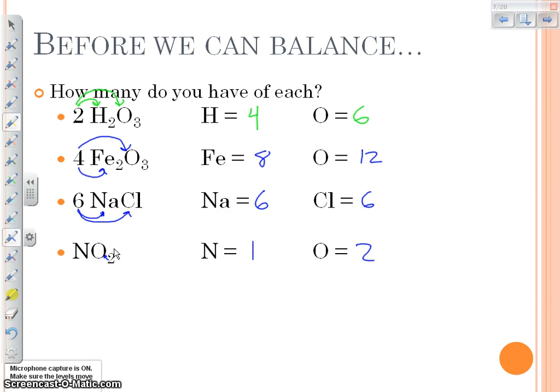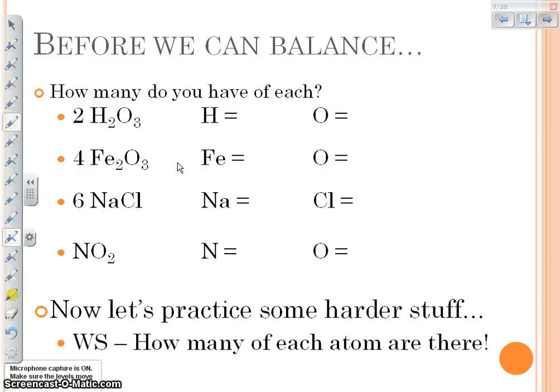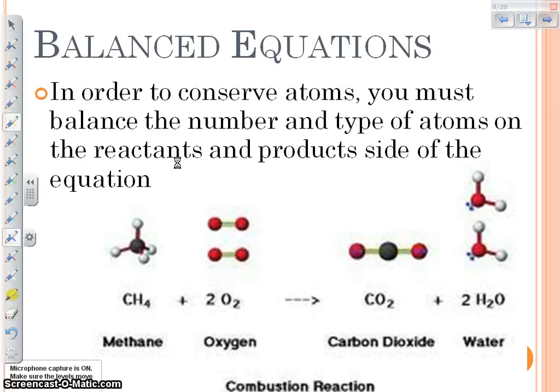Okay. So basically, if you can do this, this is going to be half of balancing an equation. You just have to figure out how to make sure that the numbers on both sides match up. So looking at equations, we're actually going to try to balance one. And in order to do that, there are a couple quick tips that we need to go through. Number 1, in order to conserve atoms, you must balance the number and type of atoms on each side.